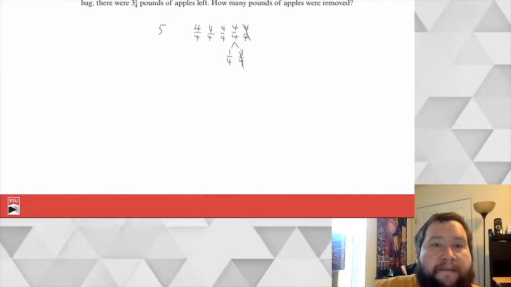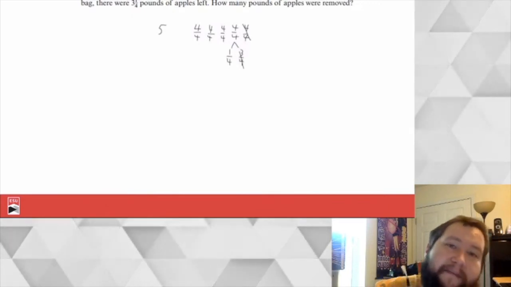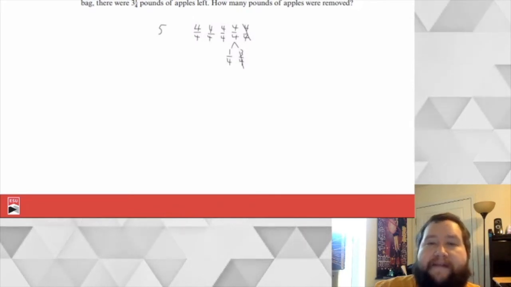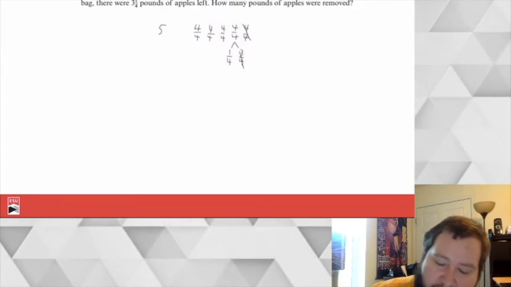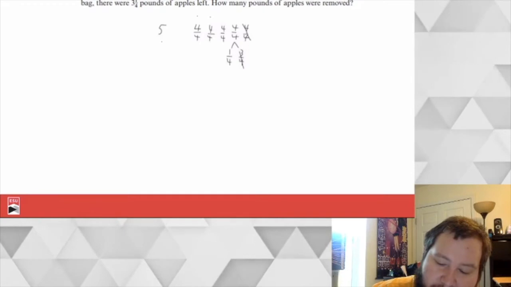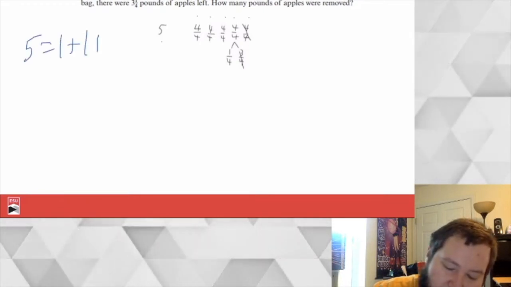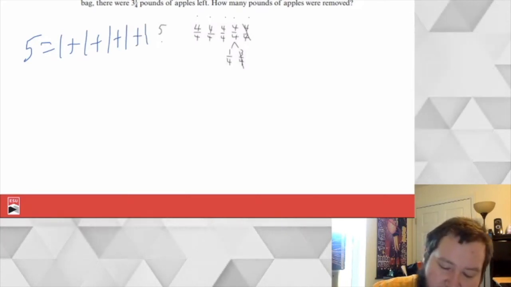Another example. There were 5 pounds of apples in a bag. After some of the apples were removed, there were 3 1/4 pounds left. How many pounds of apples were removed? Well, here this student said, 5 is just 1 plus 1 plus 1 plus 1 plus 1. Right? There are 5 of those ones. And each of those can be written as 4/4.